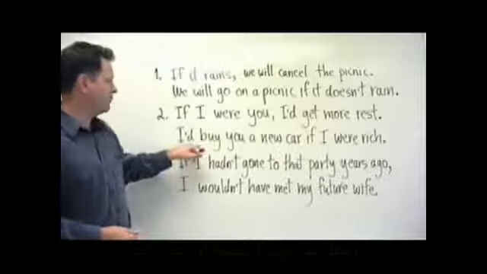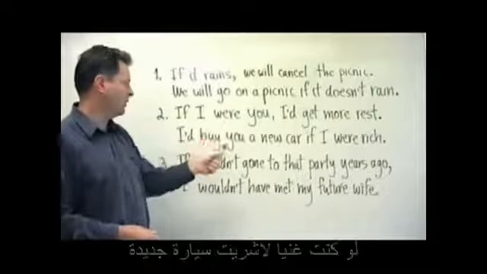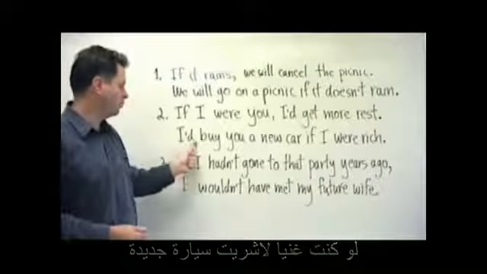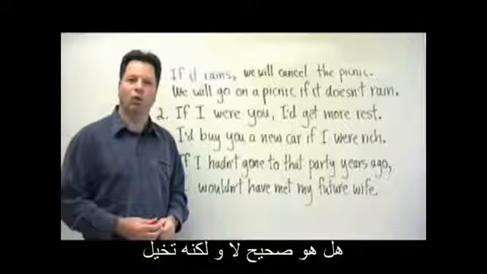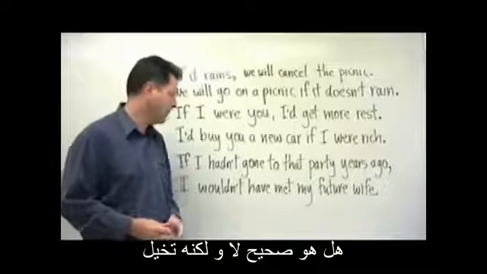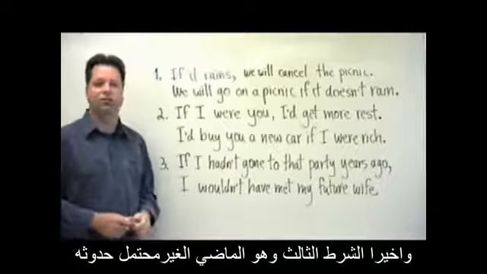Second example here, I'd buy you a new car if I were rich, and I've just switched them around. If I were rich, I'd buy you a new car. Once again, this is would buy, and this is were rich. Is it true? No, but imagine. And finally, we get to the third conditional. This is the past improbable.